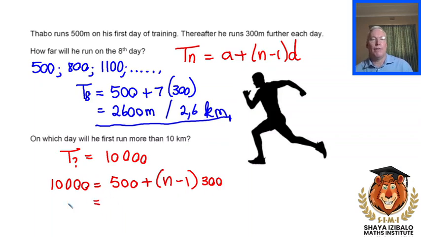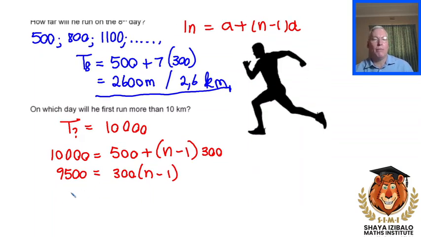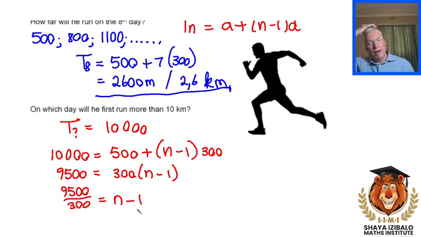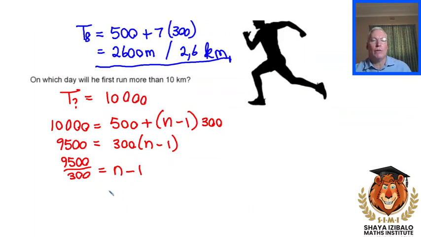Right, let's subtract 500 from both sides. And here we've got 300 lots of n minus 1. How can we get rid of multiplying by 300 on both sides? By dividing by 300. That will give us n minus 1. What should we do to both sides to get rid of this minus 1? The inverse of subtracting 1 is adding 1. So n is actually just going to be 95 over 3. I've divided the top and the bottom by 100, which is a perfectly acceptable thing to do when we're simplifying fractions. So that's going to be our answer for n.